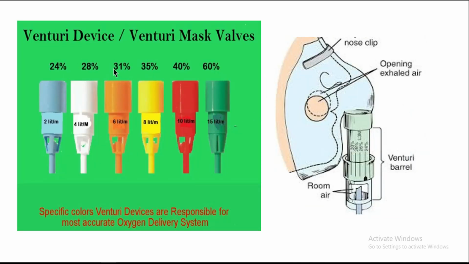Here you can see Venturi devices or Venturi mask valves, which have color codes and also provide a fixed amount of oxygen. The blue color provides 2 liters per minute, white provides 4 liters per minute, orange provides 6 liters per minute, yellow provides 8 liters per minute, red provides 10 liters per minute, and the green color provides 15 liters per minute. And there are also some devices which have a barrel. By moving the barrel you can adjust the oxygen.